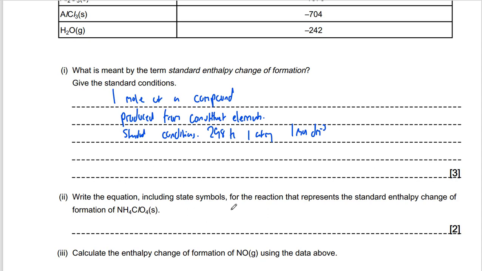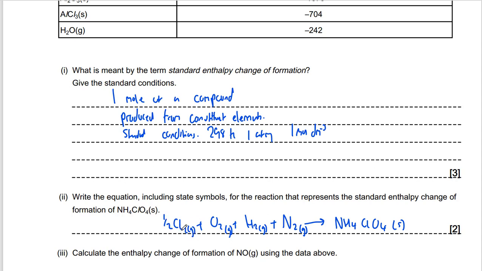So equation including state symbols for the reaction that represents the standard entropy of formation of NH4ClO4. So again, based on the definition we've just wrote, I'm going to make 1 mole of NH4ClO4 solid, include the state symbols, and I'm going to make it from nitrogen, N2, which is a gas. I'm going to make it from H2, which is also a gas. O2, well, the gas, all the gases, and then chlorine, which is also a gas. They're all diatomic as well. And then just balance it.